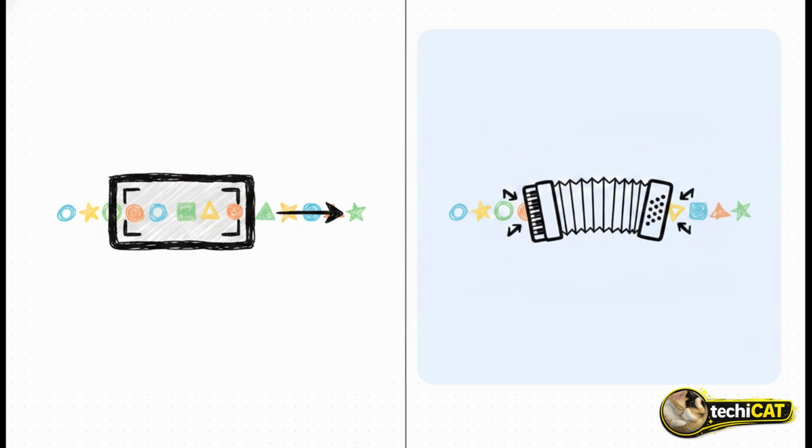Simple. But then we have the variable window. And man, this is the one that really trips people up. In a variable window problem, this size is not given to you. Instead, you expand to the right and you shrink from the left based on a specific condition. Imagine this not like a rigid camera frame, but more like an accordion.